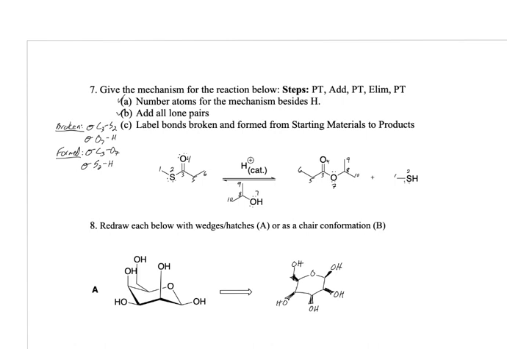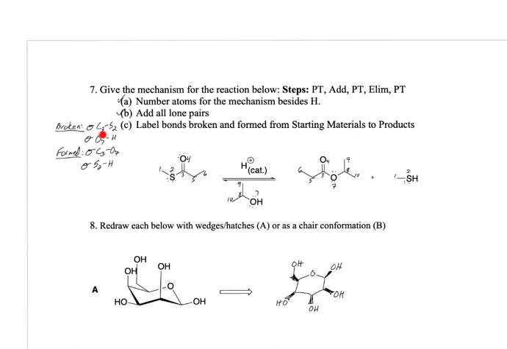All right, for this one, I didn't draw it out, but hopefully at this point people can do this already. This is very similar to ones we've done. First step is going to be numbering the atoms. Numbering all the atoms. Add lone pairs throughout. Label bonds broken and formed from starting materials to products. So I'm not asking for each step of the way, but I'm saying if you look at this and you look at this, what bonds are broken, what bonds are formed.